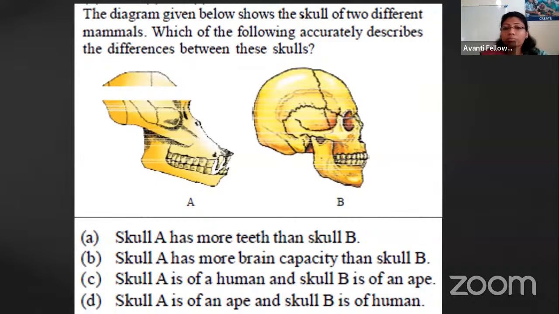MCQ poll. I've launched the poll. Please give your answer.